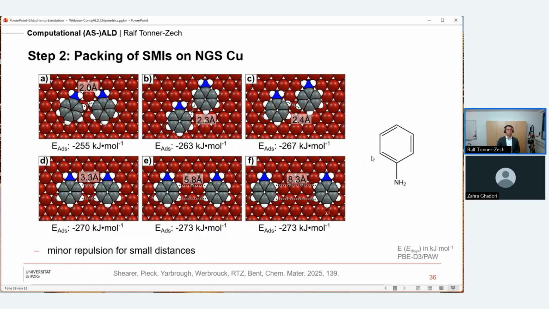Next step is, how can these SMIs pack on the surface? And this is now done really using density functional theory, trying to get the optimal distances between the different SMIs on the surface. And that these numbers are very similar means that there's not much repulsion between the molecules at the surface.